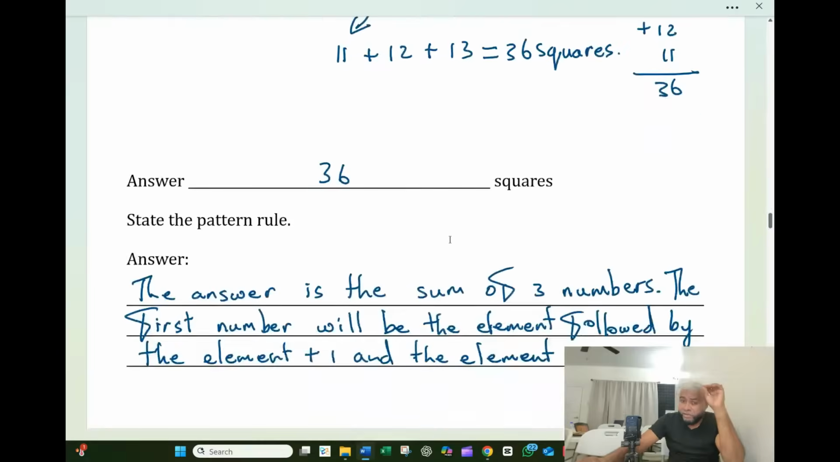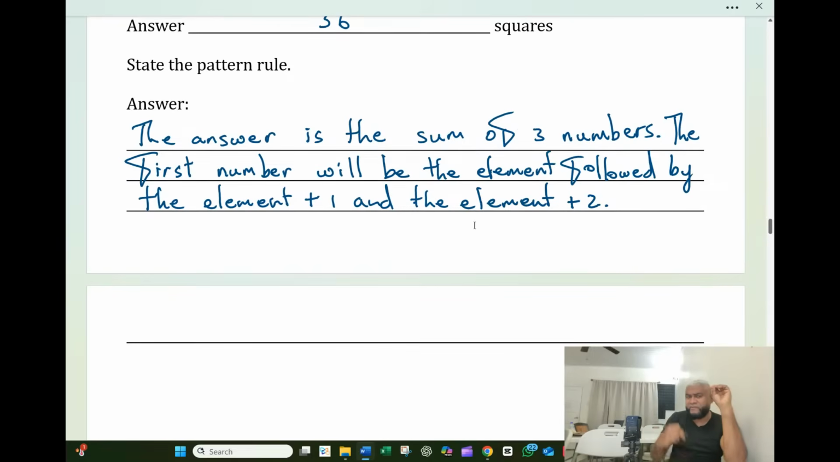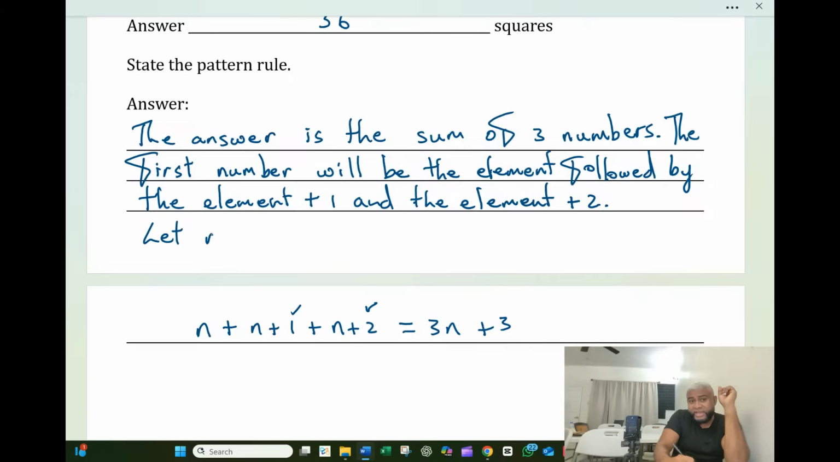So we're going down. So the pattern rule itself, if we call the first digit n, then the next one will be n plus 1, followed by n plus 2, which can be written by how many n's do we have? 3n, right? So it'll be 3n plus 1 and 2 is 3, right? Everybody good there? I should put in the middle here, let n be the number of the element.